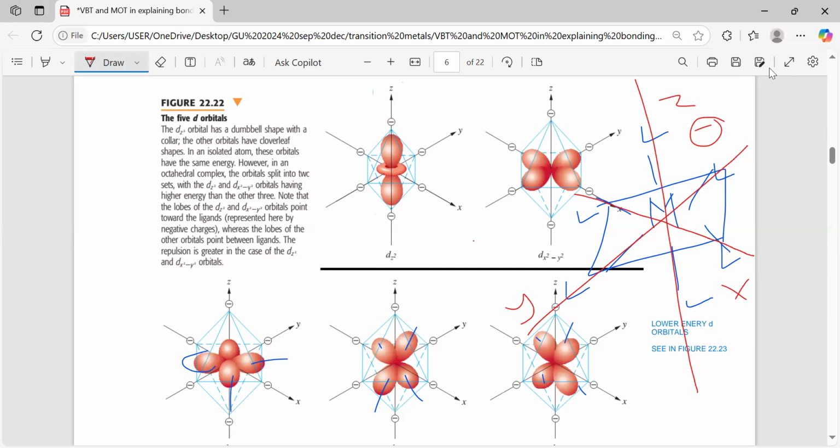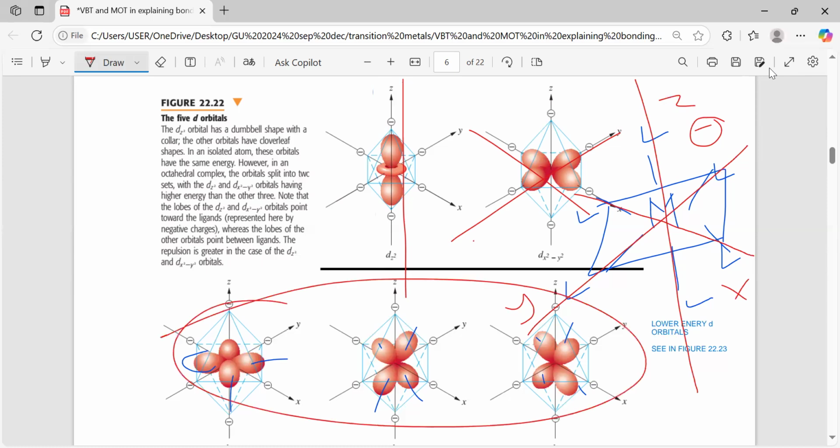So in the CFT, we have orbitals orienting themselves differently. There is this one that is oriented along the z-axis, this one along the x and y, and these other 3 are not oriented on the axis. Instead, they are oriented in between the axis. So they actually don't orient themselves directly with the ligands. Those orbitals are not oriented directly with the ligands.